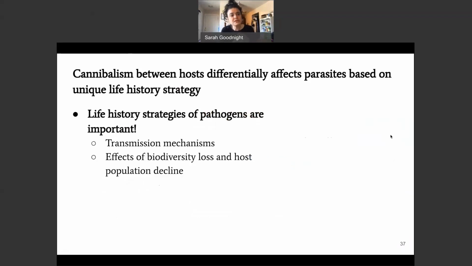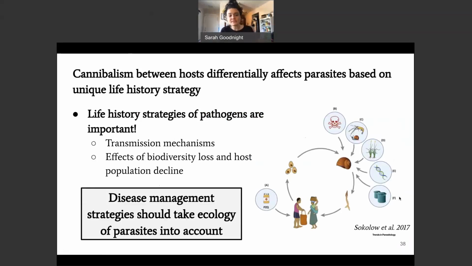So in conclusion, the life history strategies of these parasites and these pathogens that we share a world with are going to be really important when considering their ecology and transmission. Things like different transmission mechanisms are going to be really important to consider, and the effects of things like biodiversity loss and host population decline in our changing world are going to differentially affect these parasites based on their life cycle structures and life histories. So it's really important to take into account, especially for disease management strategies.